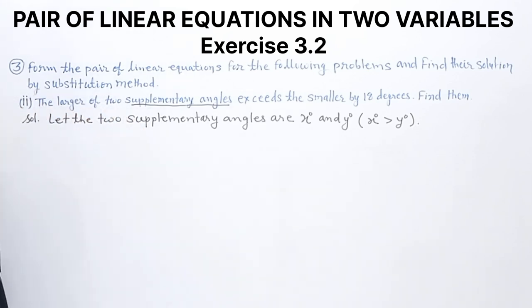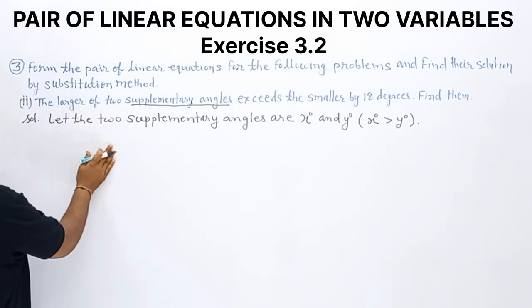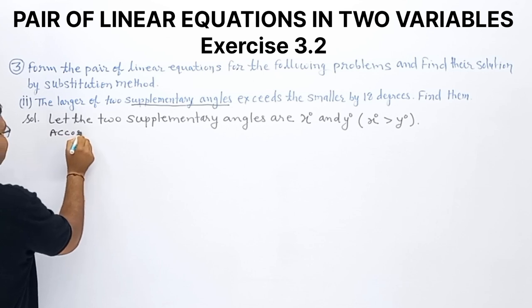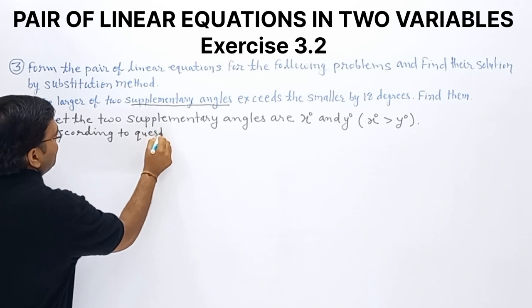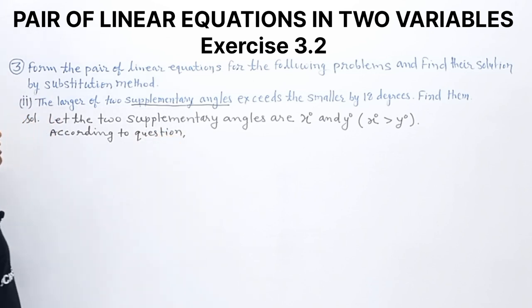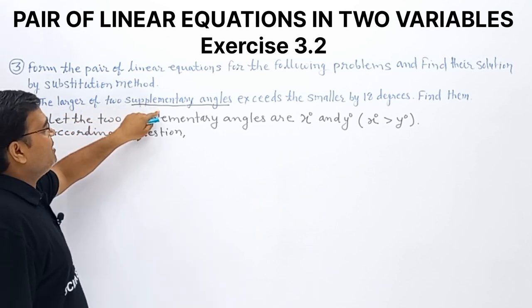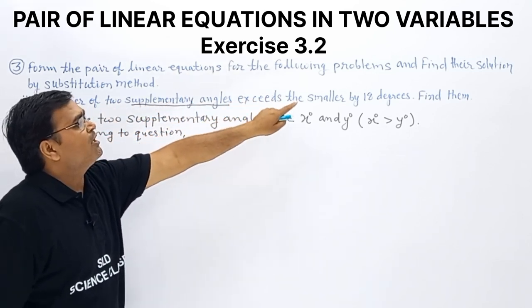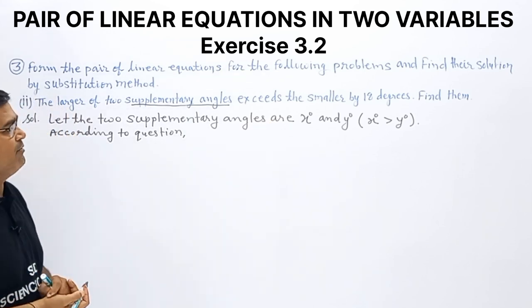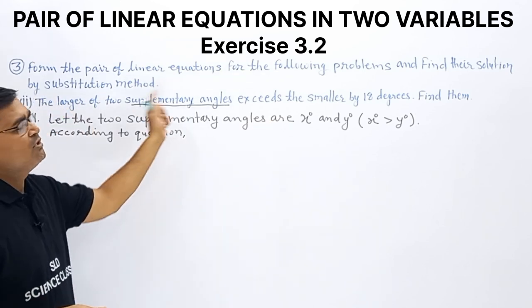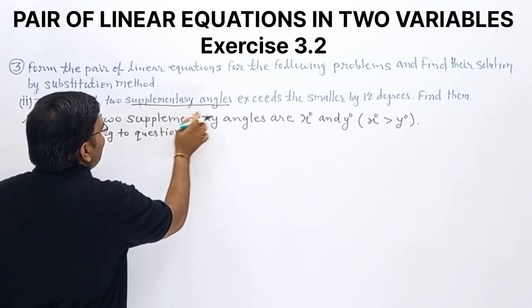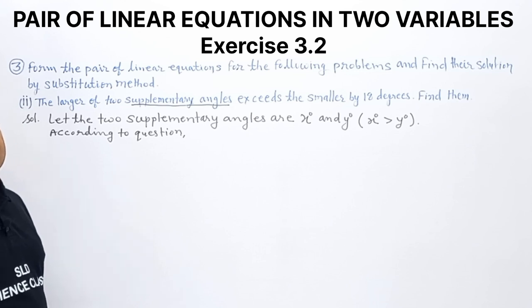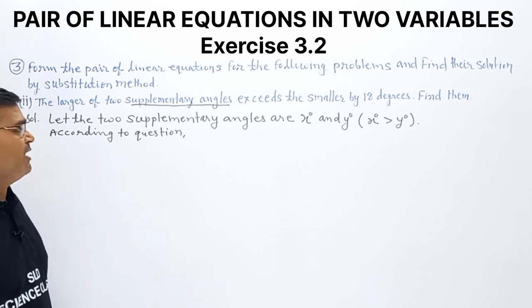Clear? Now as per question, what condition we are having? According to question, how we will write the equations? The larger of two supplementary angles exceeds the smaller by 18 degree. One situation we are having. One equation we can develop from this situation. But first we should know what is the meaning of the supplementary angle. Supplementary angle means sum of the two angles equal to 180 degree.